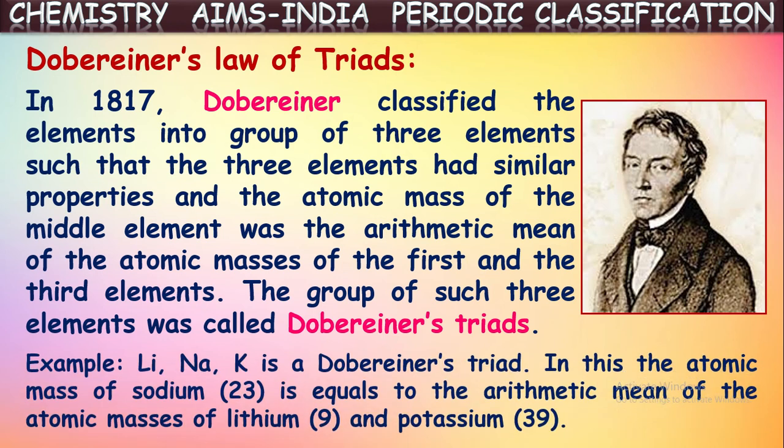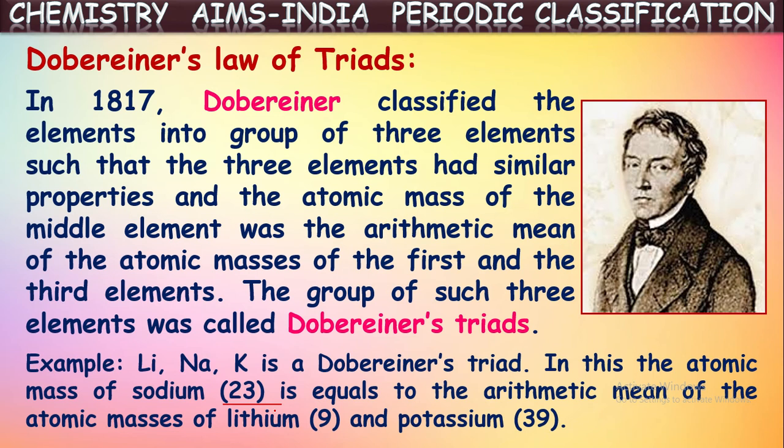Okay, for example, he classified lithium, sodium, and potassium as one set. He called this one Dobereiner triad. In this set of three elements, the atomic mass of the middle element sodium is equal to the arithmetic mean of the atomic masses of the first and third elements, that is lithium and potassium. If you observe the arithmetic mean of the atomic mass of lithium and potassium, that is 9 plus 39 divided by 2, it gives exactly 23. That is the atomic mass of the middle element sodium.